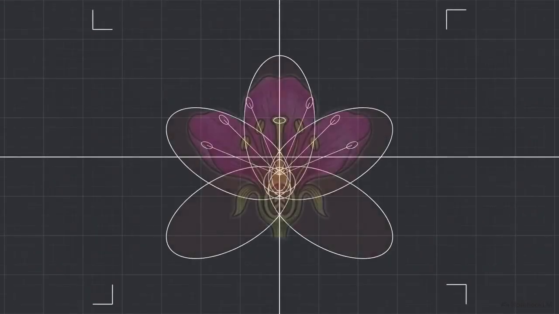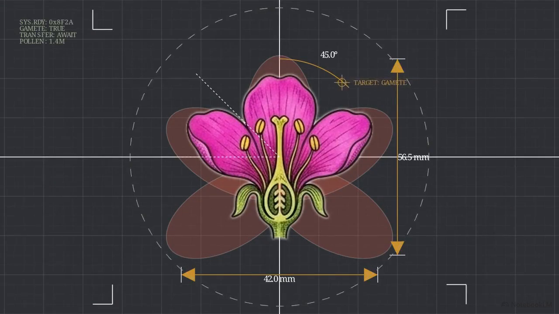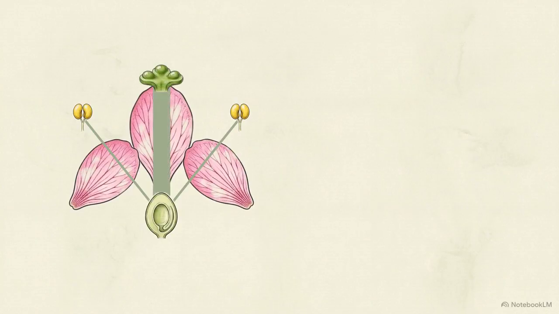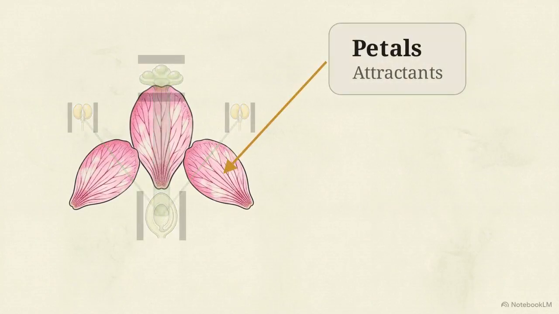appearance. A flower is a specialized reproductive organ, precisely engineered to facilitate the exact transfer of gametes. This technical cross-section highlights the specific hardware involved. The large outer structures, the petals, serve as primary biological attractants. Their bright colours and specific scents are built strictly to draw in biological agents like insects or birds.